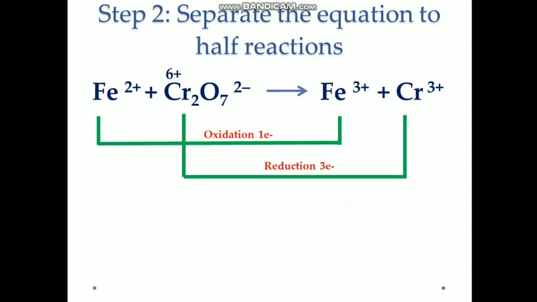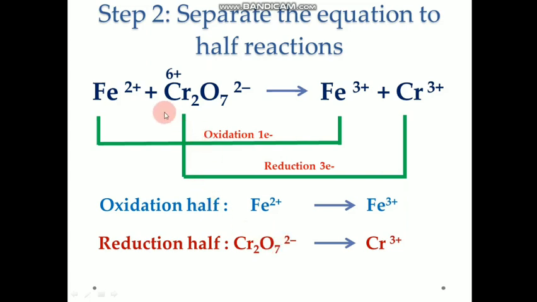Moving on to the next step. Step 2, here is the change from the oxidation number method. Here we are separating the equation into two half reactions, the oxidation reaction and the reduction reaction. The oxidation half will be Fe2+ gives Fe3+. So Fe2+ is oxidized to Fe3+. That is the oxidation part. And the reduction half will be Cr2O7 2- to Cr3+. There the reduction occurs, and hence we can tell this is the reduction part.